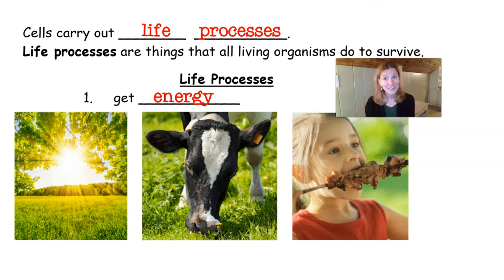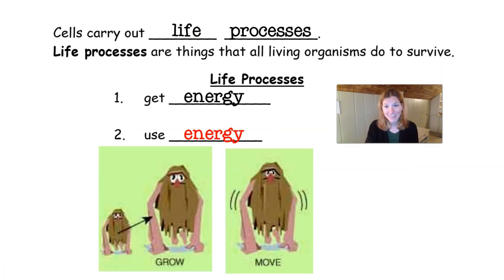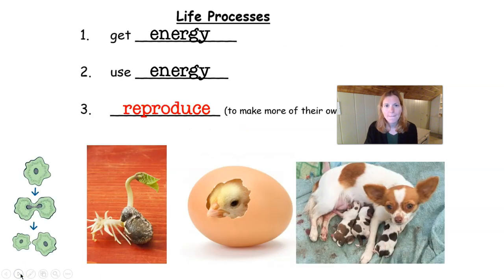So the first one is that they have to get energy in some way. They can be a plant that does photosynthesis to get energy from the sun to make its own food, or it could be something like an herbivore that eats plants, or a carnivore or omnivore that's eating another organism, but all of them have to get energy in some way. And then once they've gotten that energy, then they need to use that energy. And they use that for everything that they need to do to survive, from growing to moving around. They're going to use up the energy that they've gotten.